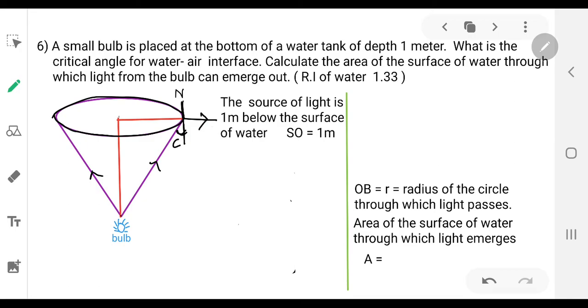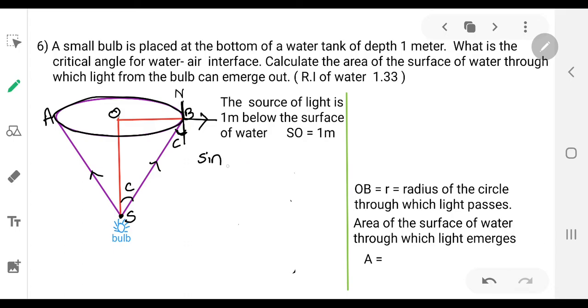Now, as the source of light is 1 meter away below the surface, this will be denoted as S. This point we will take as O, this as B and A. For critical angle C, from the geometry of the diagram, we can write this angle as C. So the angle of incidence i is equal to C.